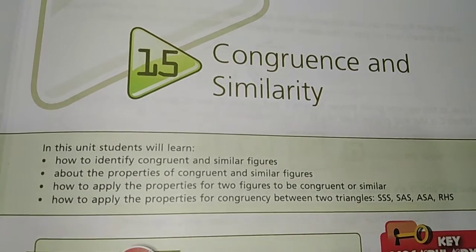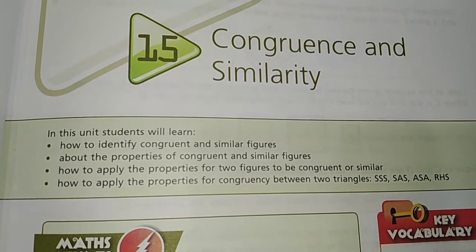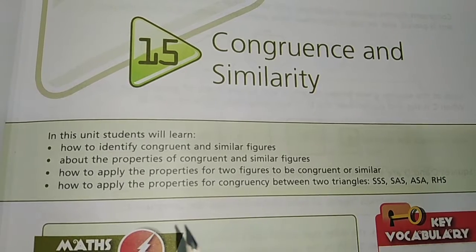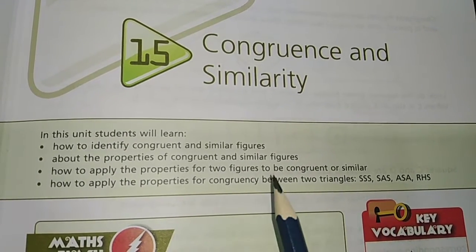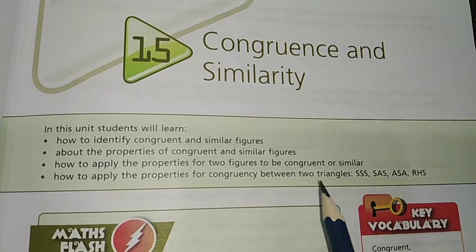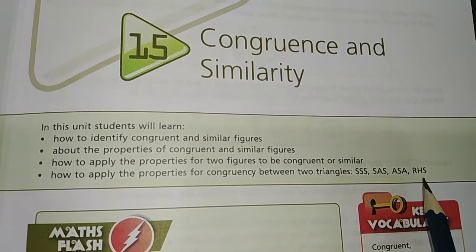Today we have to start our new chapter, chapter number 15, which is congruence and similarity. Students, in this unit we have to learn how to identify congruent and similar figures, the properties of congruent and similar figures, how to apply the properties for two figures to be congruent or similar, and how to apply the properties for congruency between two triangles, that is SSS, SAS, ASA and RHS.